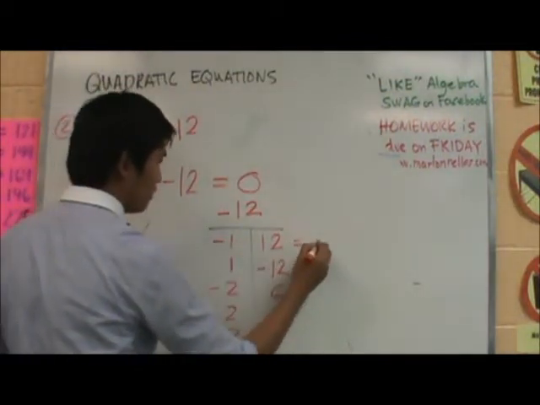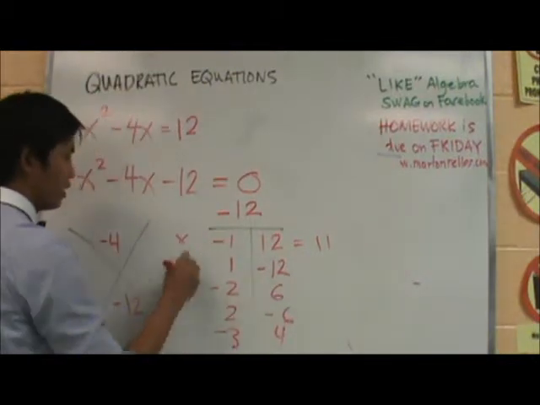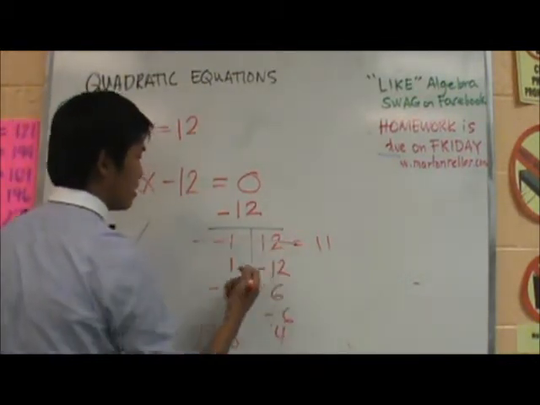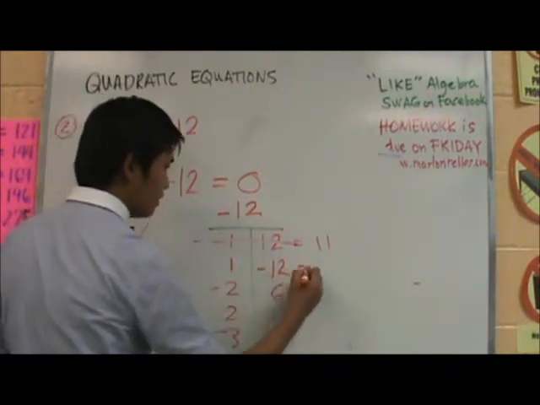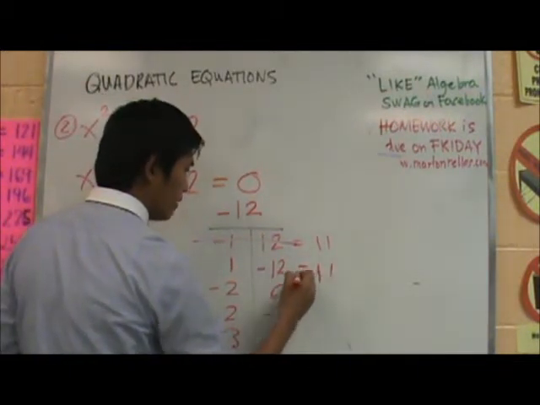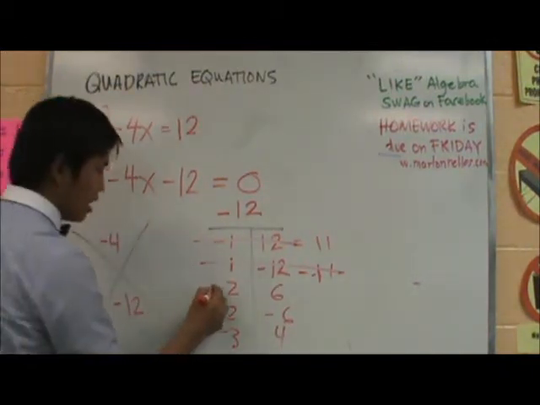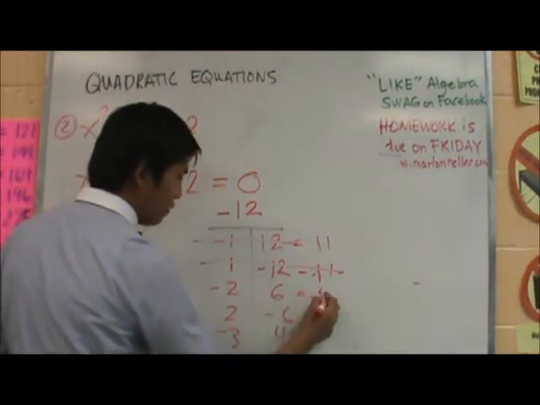-1 plus 12 is 11. Nope. So not this. 1 minus 12 is -11. Nope. Again, we need to get -4. -2 plus 6 is 4. Nope.